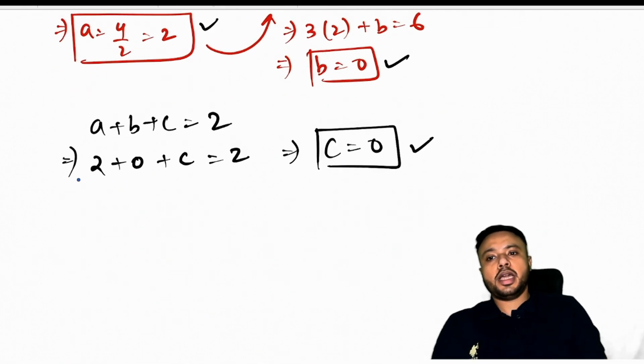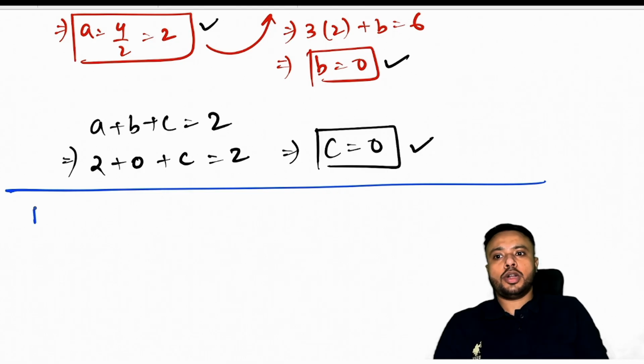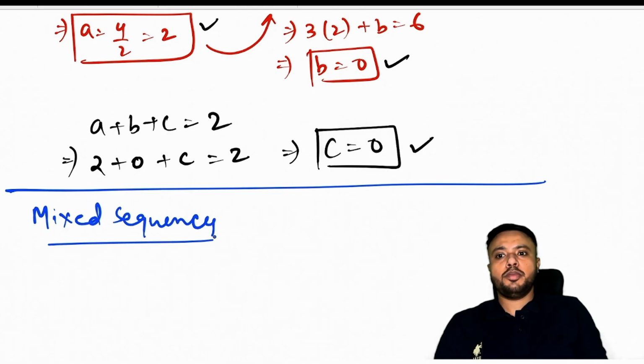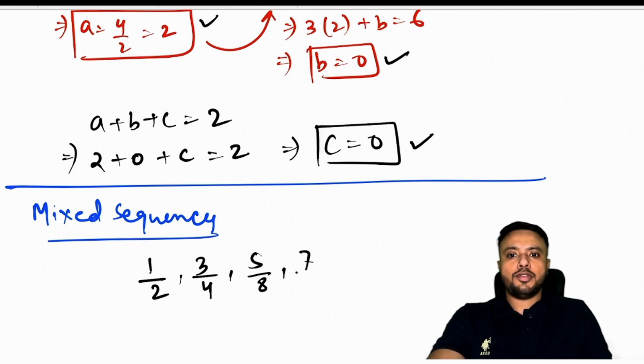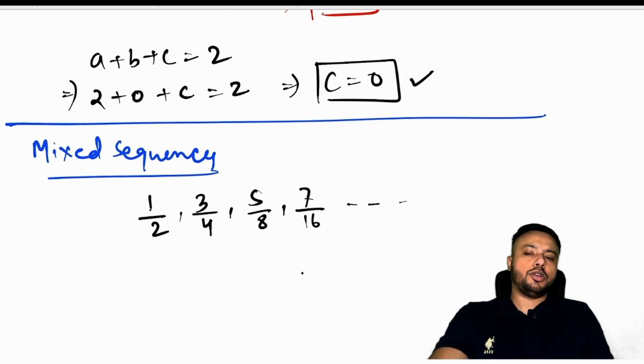Now the next and the last part is that what IB does is sometimes they give mixed sequences. When I say mixed sequences, what they do is they will give you 1 by 2, 3 by 4, 5 by 8, 7 by 16, and so on. And they ask you to figure out the general rule of this particular sequence.